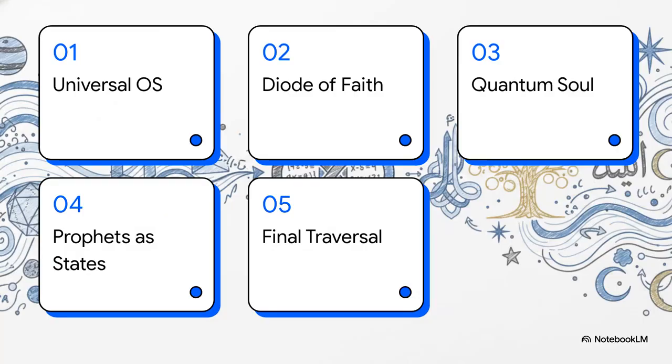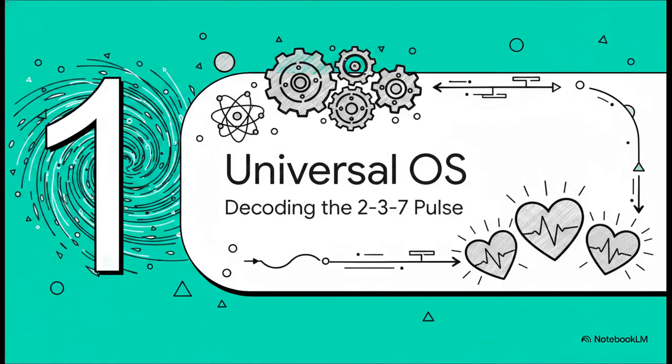Here is our roadmap for today. We'll quickly cover the universal OS, the diode of faith, the quantum state of the soul, prophets as physical states, and finally, the final traversal. Okay, let's start with part 1, the universal OS and decoding the 237 pulse.